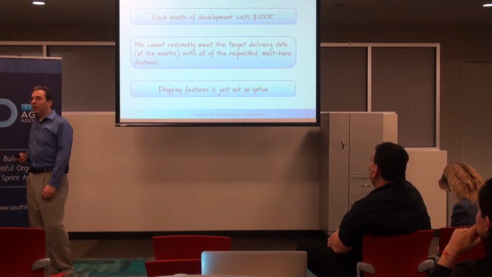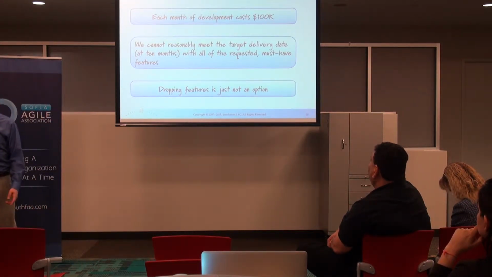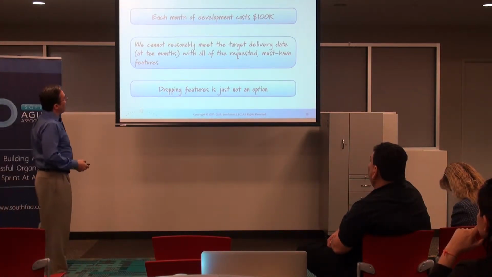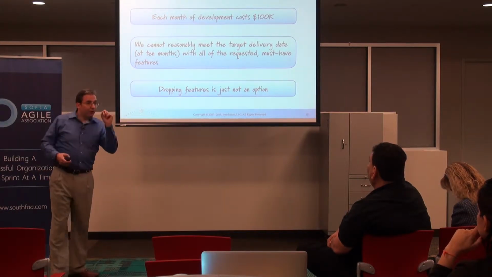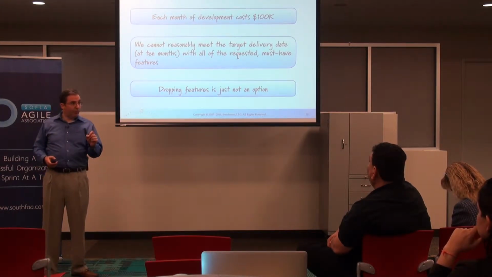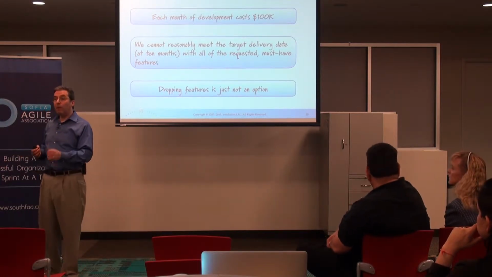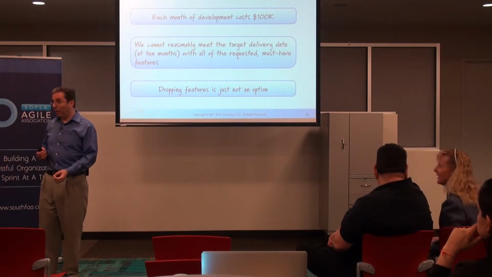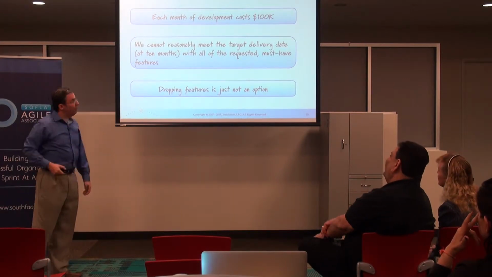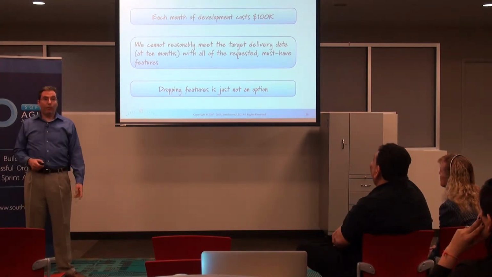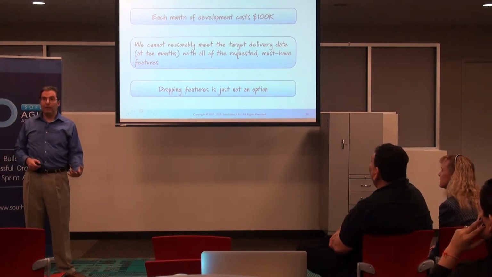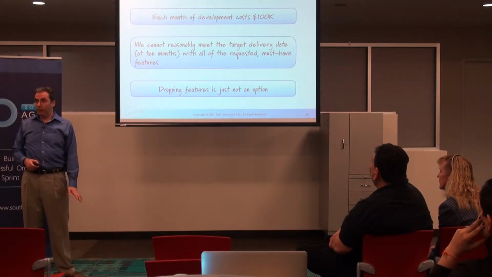Assume that it costs us $100K every month for development work. All right. Now, our goal is to ship this product in 10 months. That's what we've been told. You have to get the product into the market in 10 months with all the must-have features in that product. Let's also agree that's totally unreasonable. Not without taking on technical debt, right? It'd be impossible to get this done in 10 months.